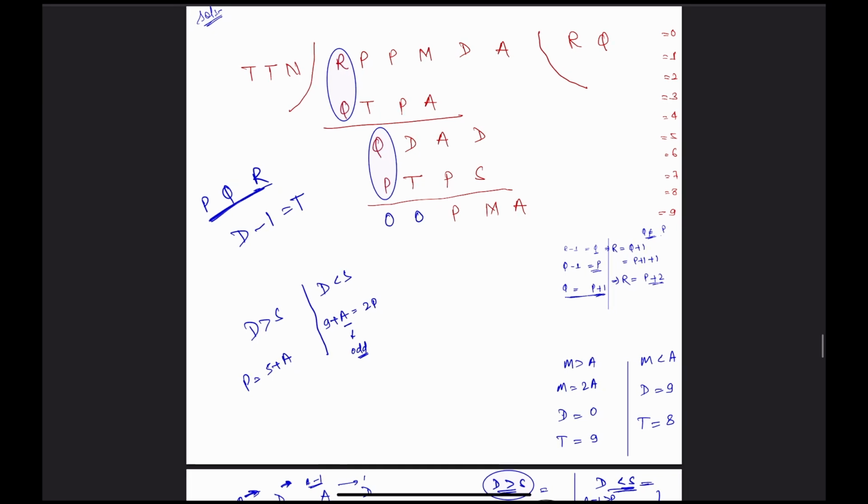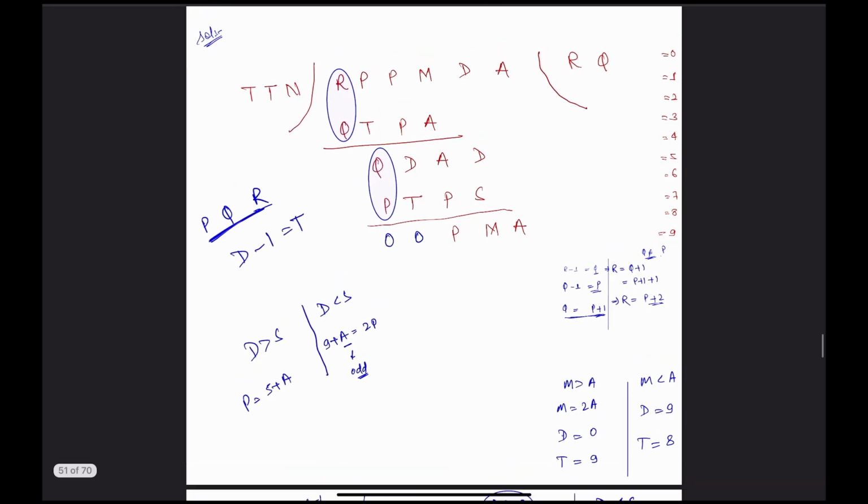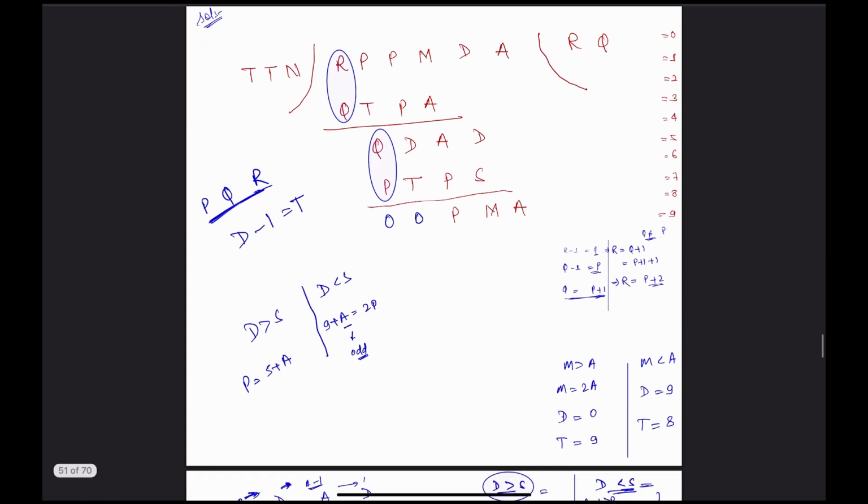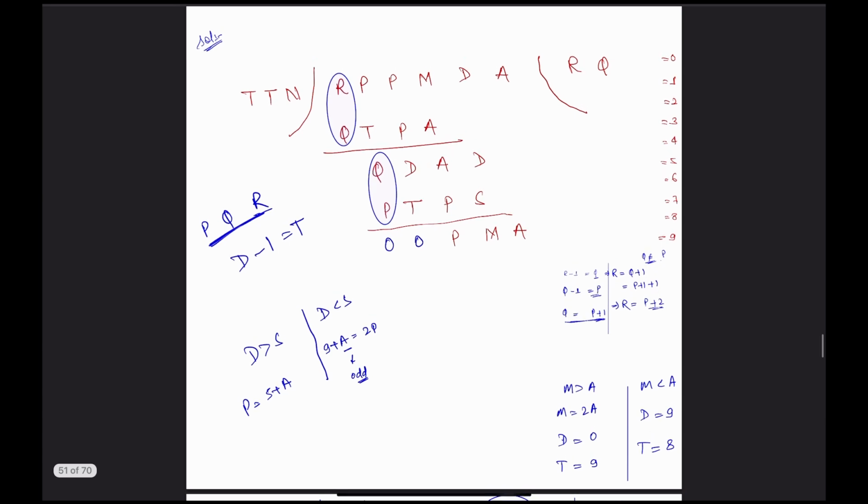P, A, T. This much I have done. Shall we start taking conditions and then think which one might be correct, which one might be wrong? We can certainly do that.